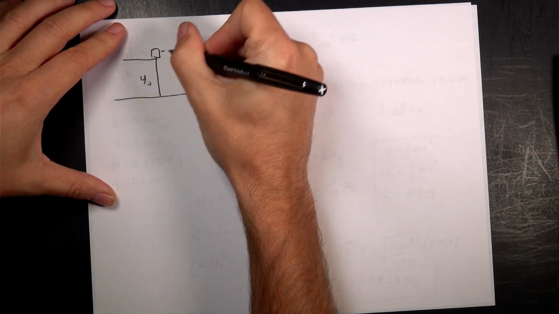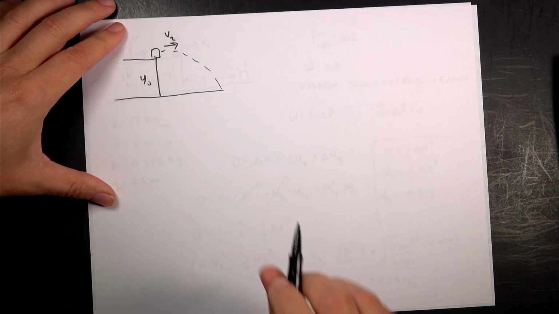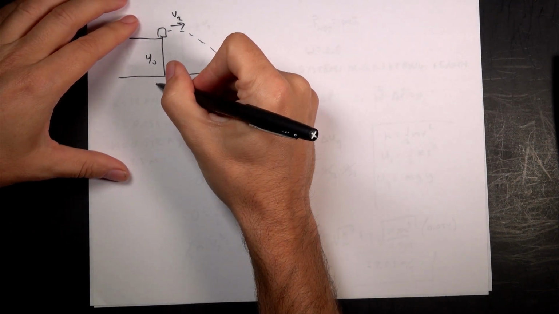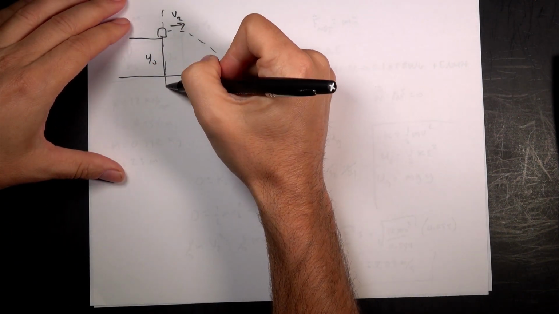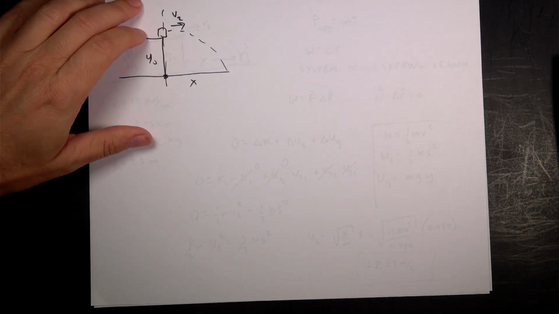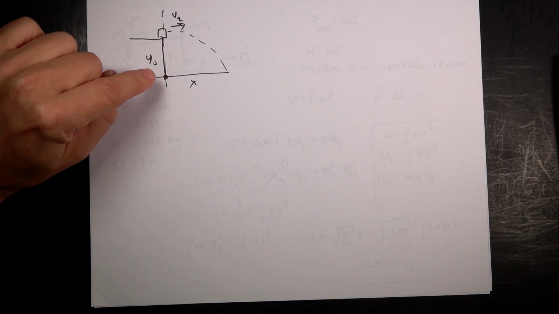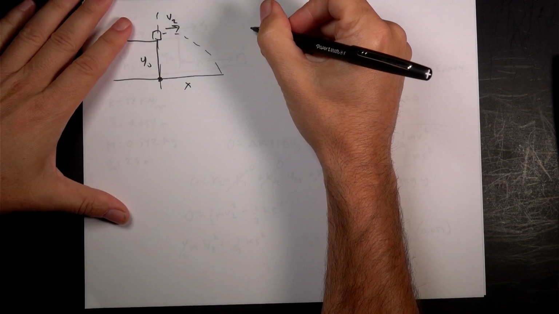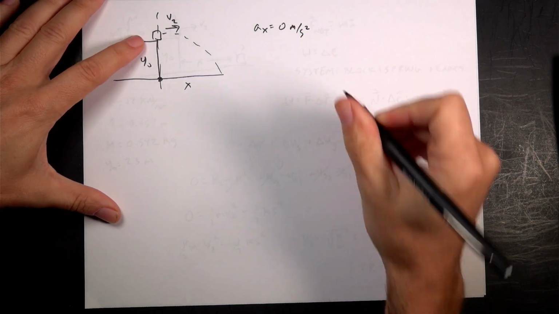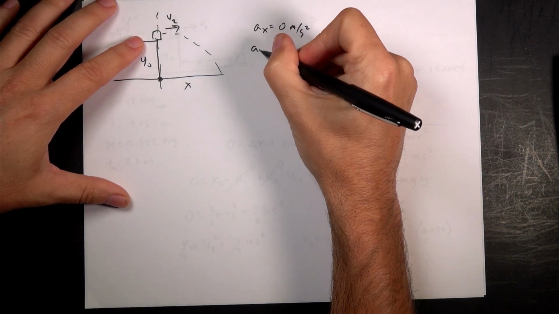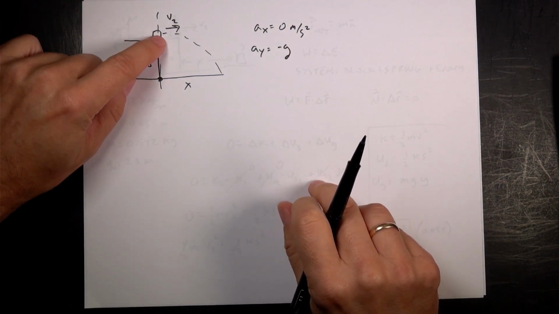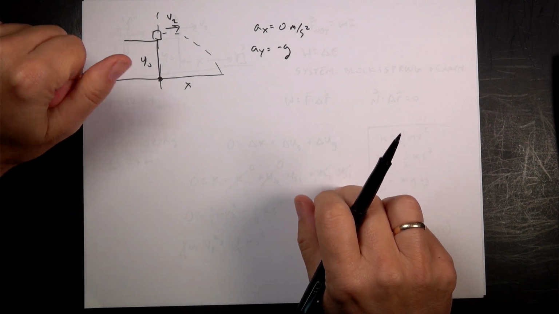So here's y0. I know the velocity. I'm going to call that v2. And I want to call that x. It starts at x equals 0. So this is my origin right here. Once the block leaves the table, the only force acting on it is the downward gravitational force. That means that the acceleration in the x direction is 0 meters per second squared, because there's no forces in the x direction. The acceleration in the y direction is negative g meters per second squared, because the only force is mg divided by the mass, you get negative g.